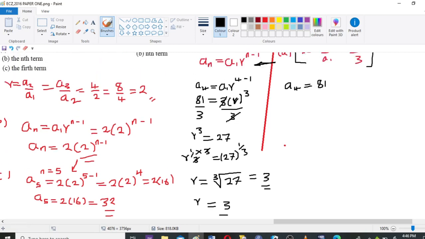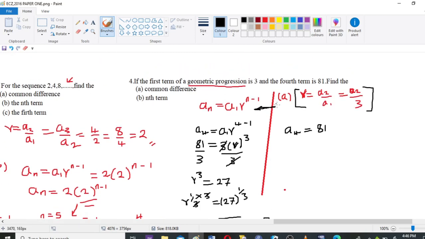Okay, that was our part A. We started from here, then we shifted to this side. Now we can go to B. We need the nth term. The nth term is just the formula which you can use to find the term at any given position of the sequence that you have. So we can write our B here.